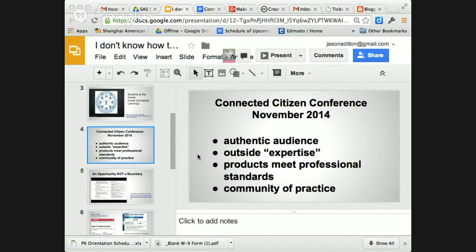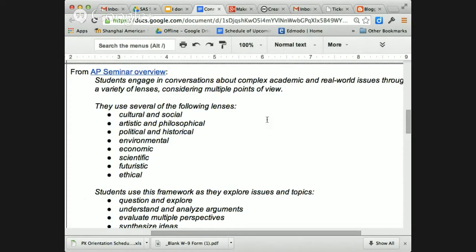And I should also say that this is from the course overview, which I'm actually linking to for people. I'm going to share this document so people can read the whole course overview and see that students are supposed to engage in conversations about complex academic and real-world issues. That's the whole focus of the course. They should be engaging in those conversations with people who are actually studying these issues or working in these areas, and that's where the conference gets to do that.